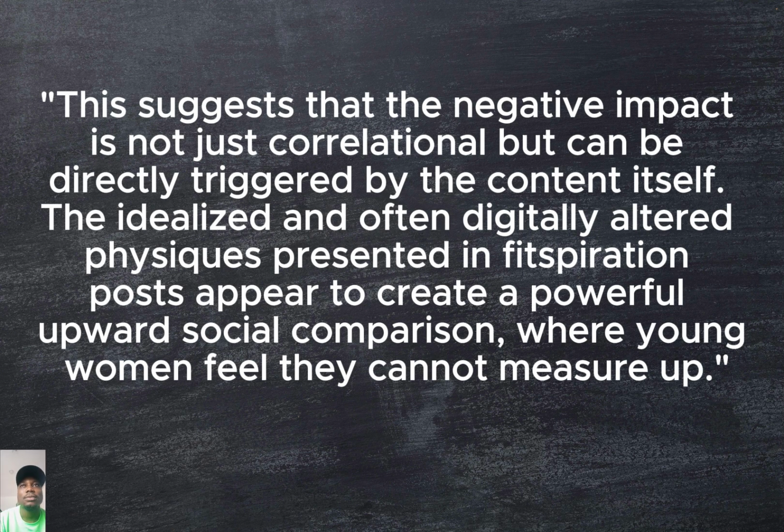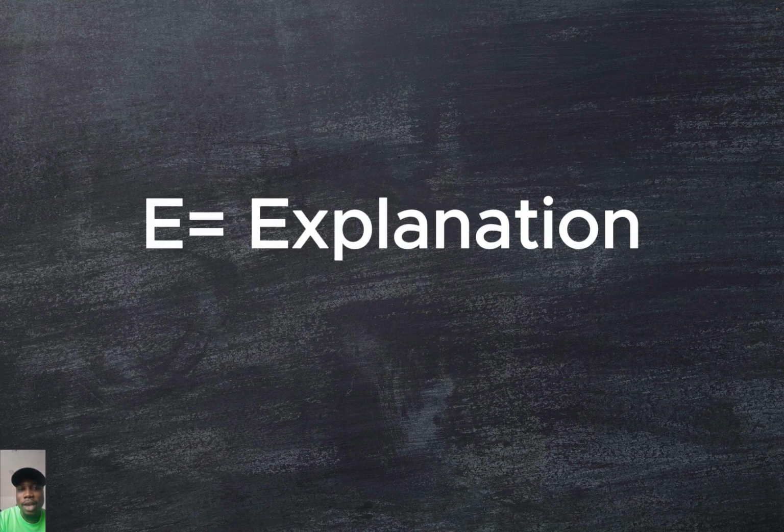So you can have something like, this suggests that the negative impact is not just correlational but can be directly triggered by the content itself. The idealized and often digitally altered physiques presented in these fitness posts appear to create a powerful social comparison where young women cannot measure up. So you are interpreting the evidence for the reader. You are answering the question like, so what? Because you've stated the points, you've added the evidence, but so what? So you're now trying to explain that so what to whoever is going to read.